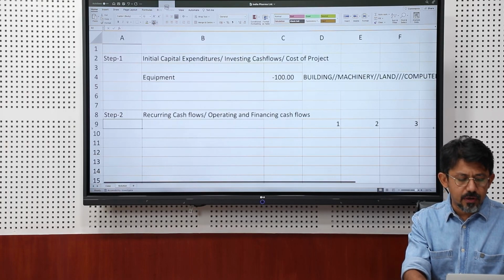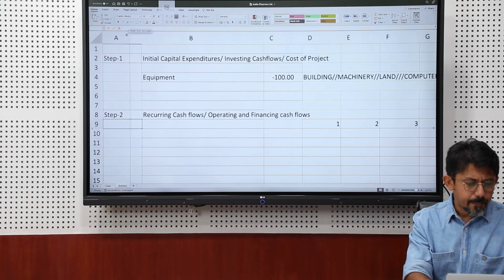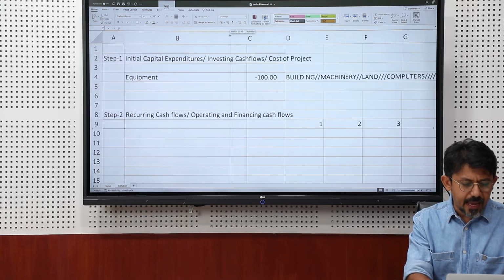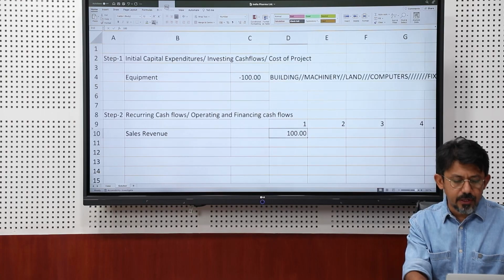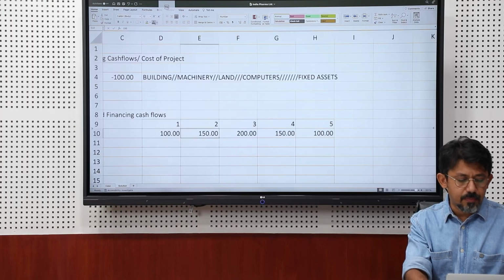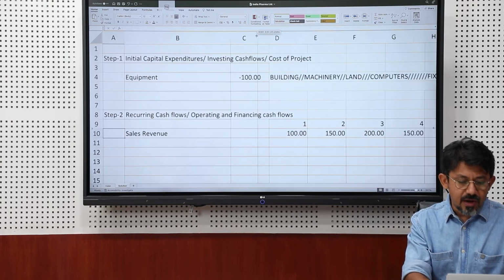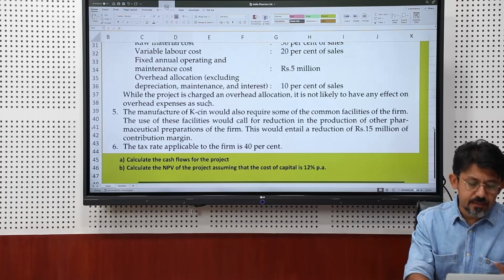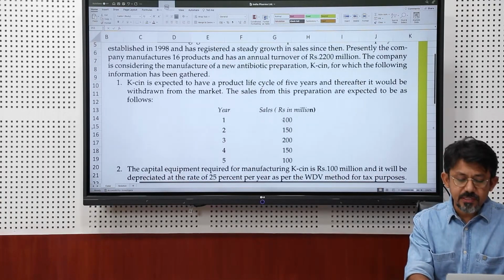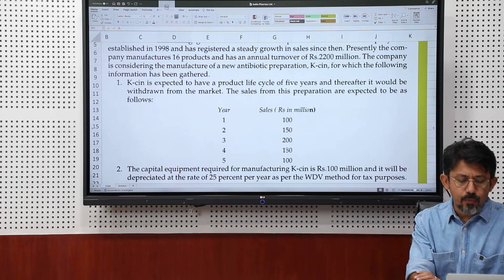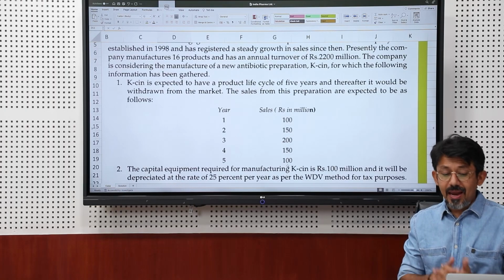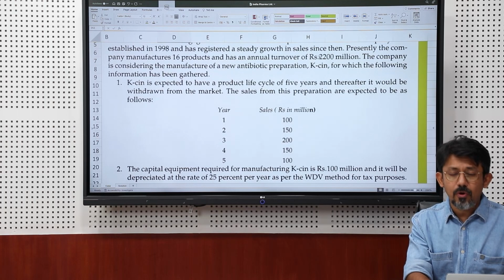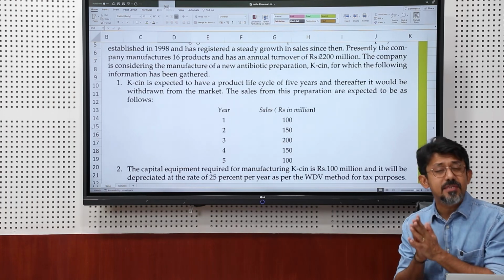So, I am looking at a 5-year analysis over here, and I start my cash flow calculation with sales revenue. Now, this sales revenue is given to you as 100, 150, 200, 150 and 100 million. I did happen to mention this when I was reading the case, but I would want to reiterate this. That is, you were given the sales of 100, 150, 200, 150 and 100 million. These are sales specific to KSIN. I ignored 2200 million over here, which is the sale from the existing product.